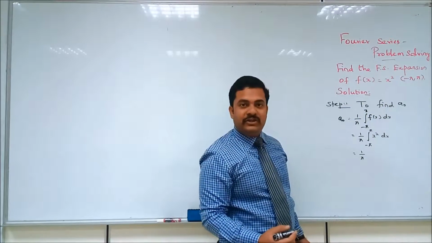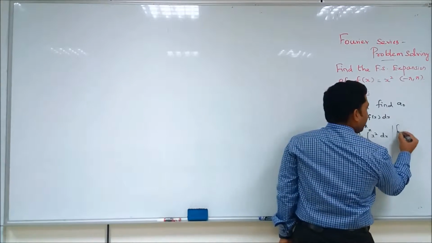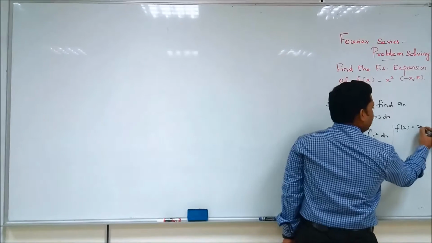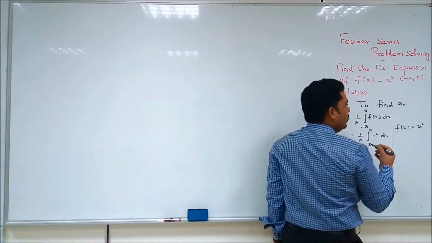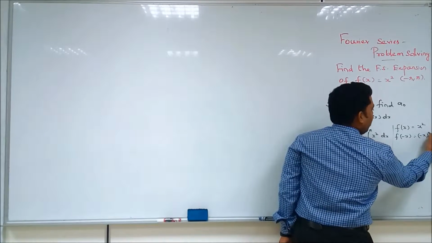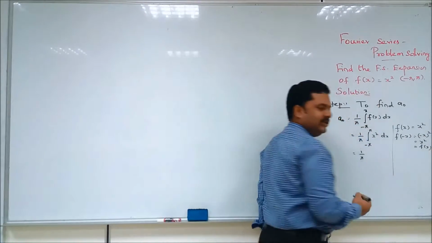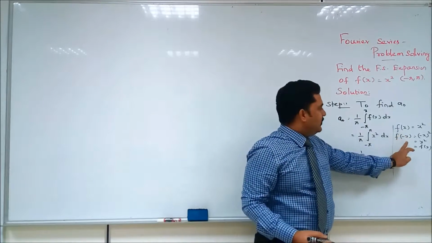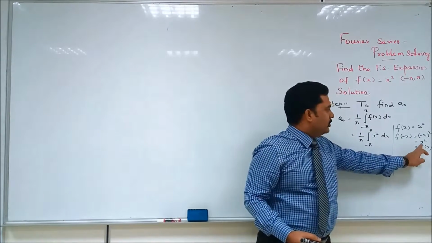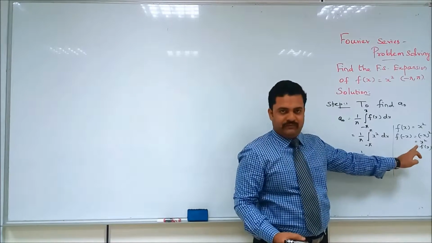Why is it an even function? Can you recall? Very good. f of x is equal to x power 2. Now put minus x in place of x. So it is minus x whole power 2, which is x power 2, which becomes f of x. Hence, since f of minus x is equal to f of x, this is an even function.